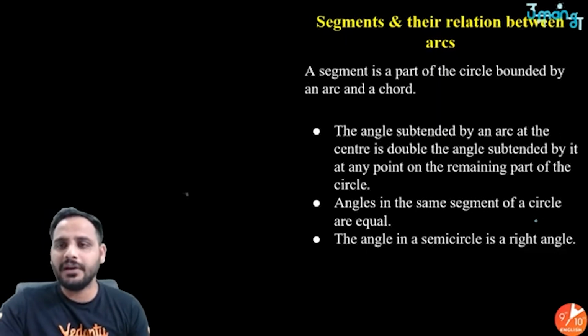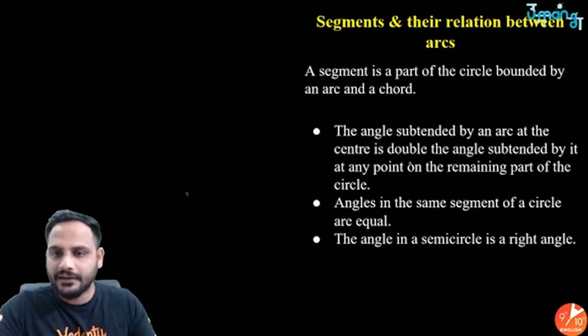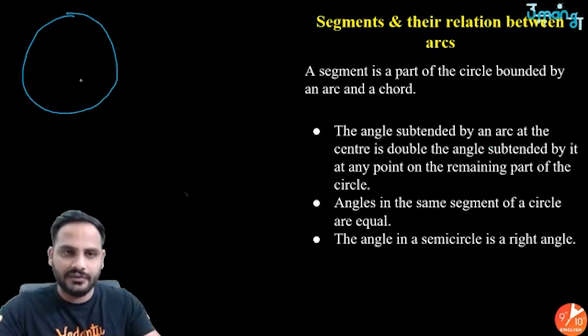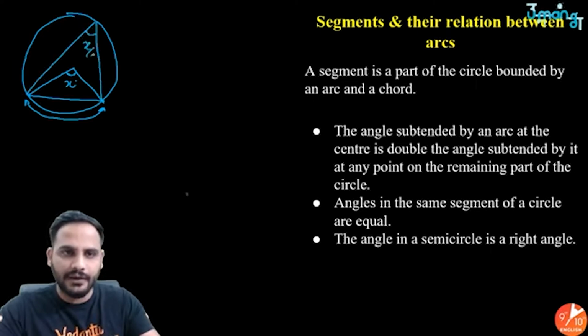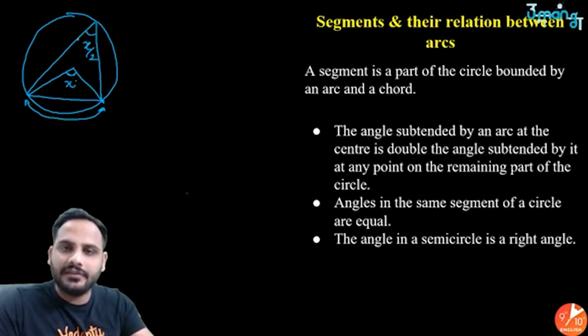Now, segments and their relationship with arc. These are the theorems which we have already studied. The angle subtended by an arc at the center is double the angle subtended at any point on the remaining part of the circle. For example, suppose this is a circle and this is the arc we are talking about. Whatever angle this arc or this chord subtends at the center, suppose it is x, then anywhere else on the remaining part of the circle, it will be half of this, x by 2. So we can clearly say the angle at the center is double the angle at the circumference.